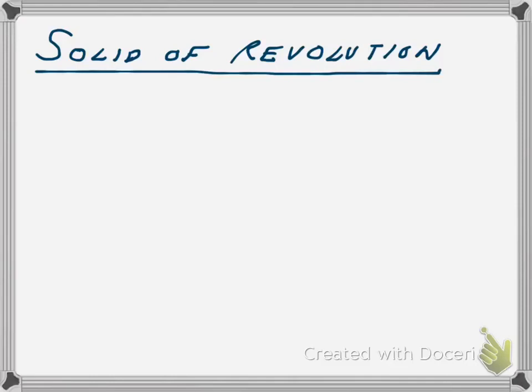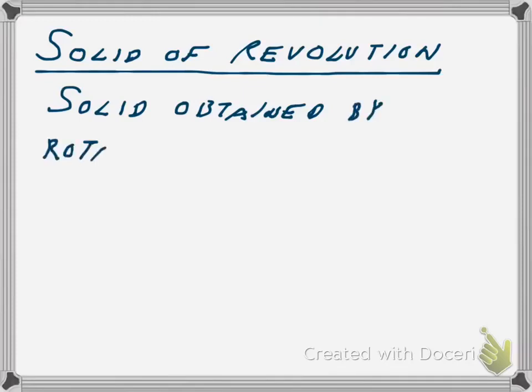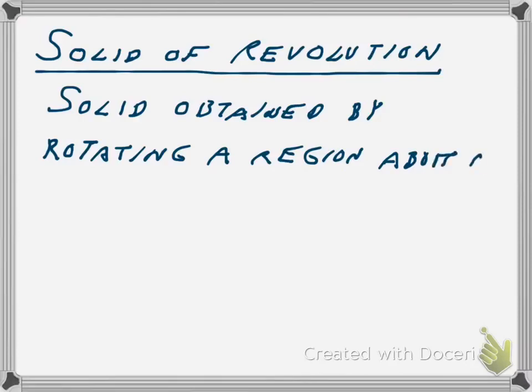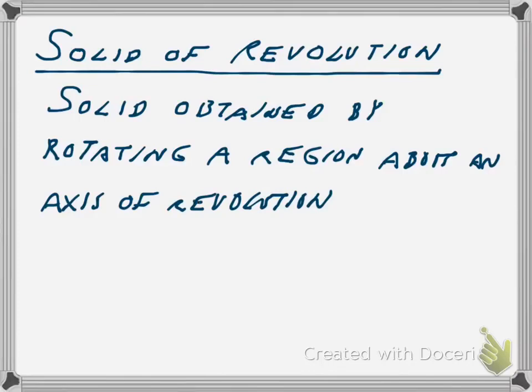Now, solid of revolution is defined as this: it's a solid obtained by rotating a region about what's known as an axis of revolution, which is another new term. So, solid of revolution: a solid obtained by rotating a region about an axis of revolution.